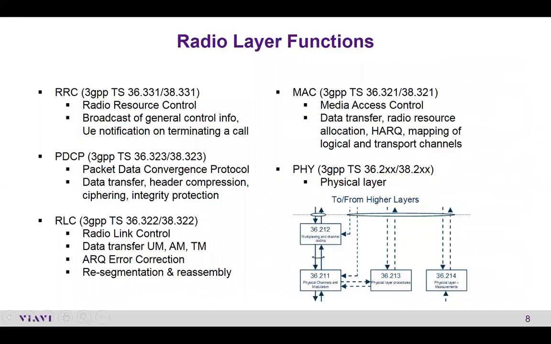Then we go below that, radio link control, and you've got different transport modes, acknowledged mode, transparent mode, error correction, and we also have resegmentation and reassembly functions in that layer. We go below that, that's media access control. This deals with data transfer, resource allocation, the HARQ protocol, which is an important one for our discussion, is also in that MAC layer, and also the mapping of logical and transport channels.